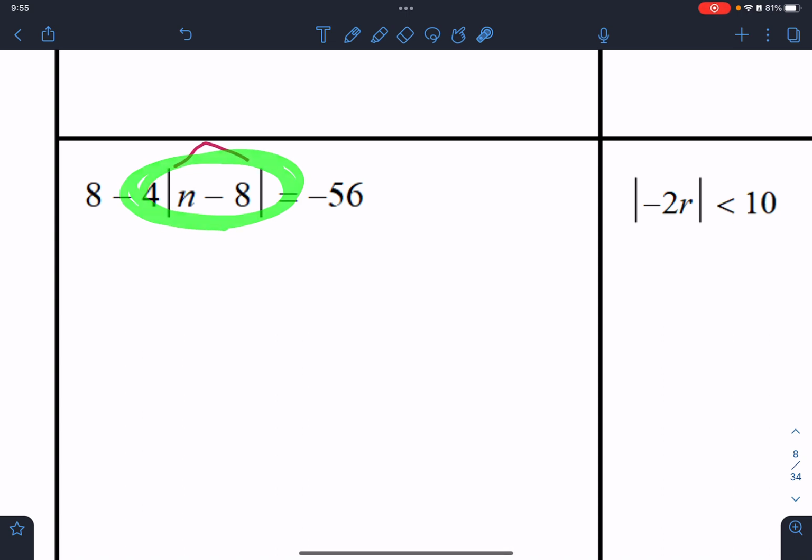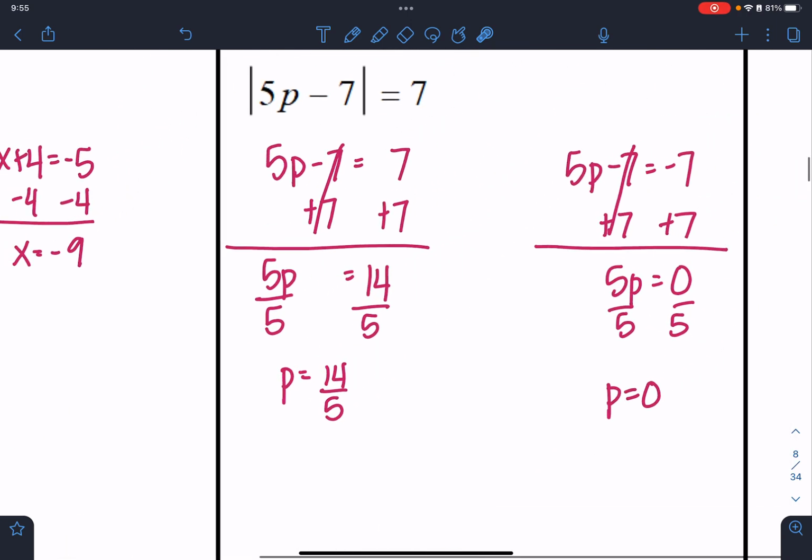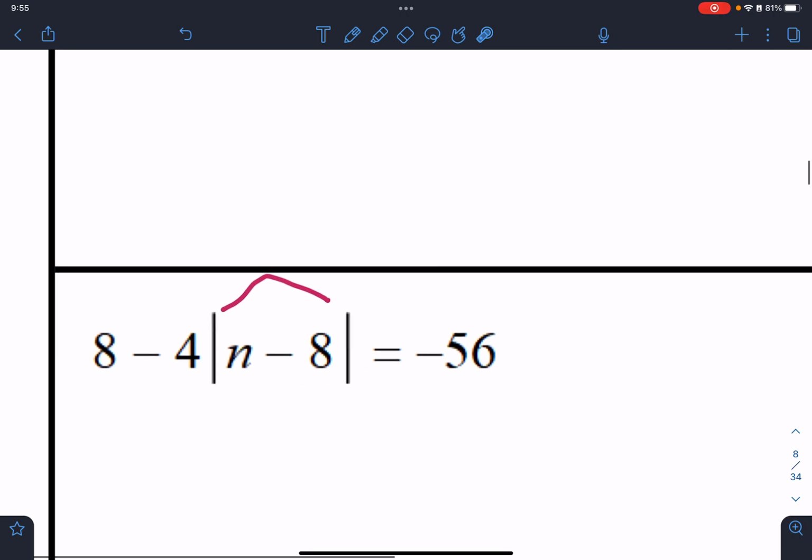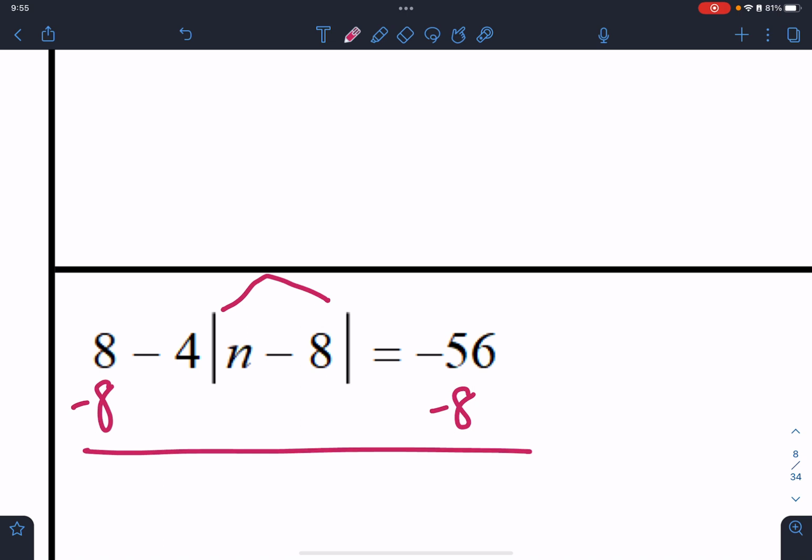So when we want to undo that, we want to undo it the same way that we've been doing this whole semester, right? We want to move the number that's being added or subtracted first. So it's not this minus 4 that's being added, right? That's being multiplied. So that's going to be the second number we want to move. We want to move this 8. And it's a positive 8, so I can subtract 8 from both sides, okay?